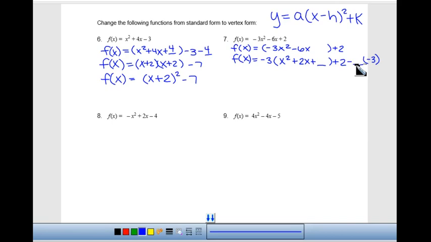All right, to fill in my blanks, I look at my middle term, 2. I'm going to half it, which gives me 1, and square it, which gives me 1. And I'll put that in each of my blanks.